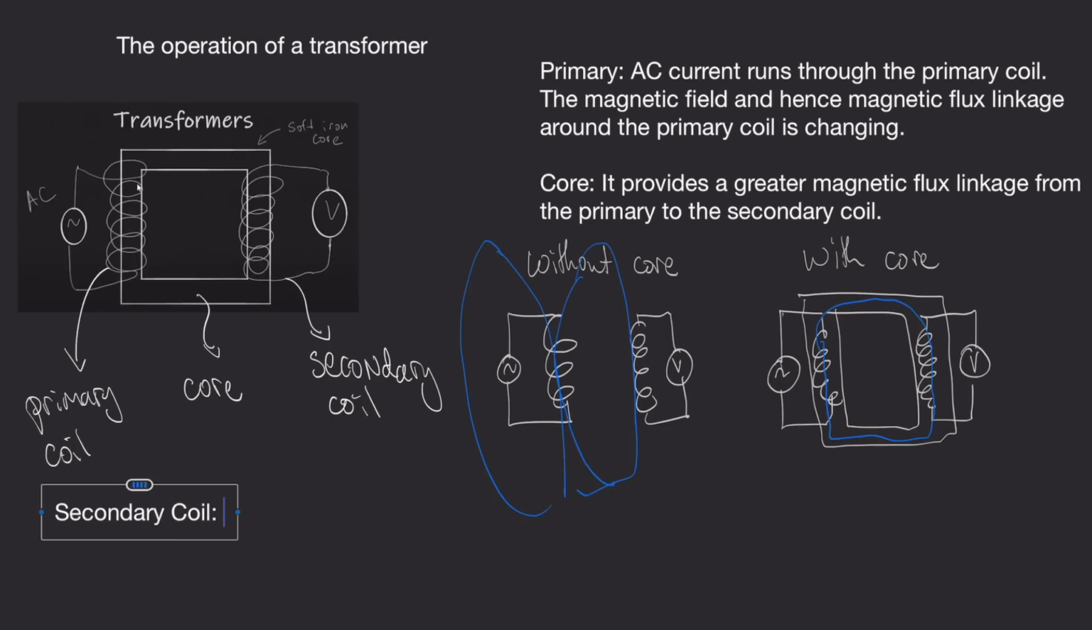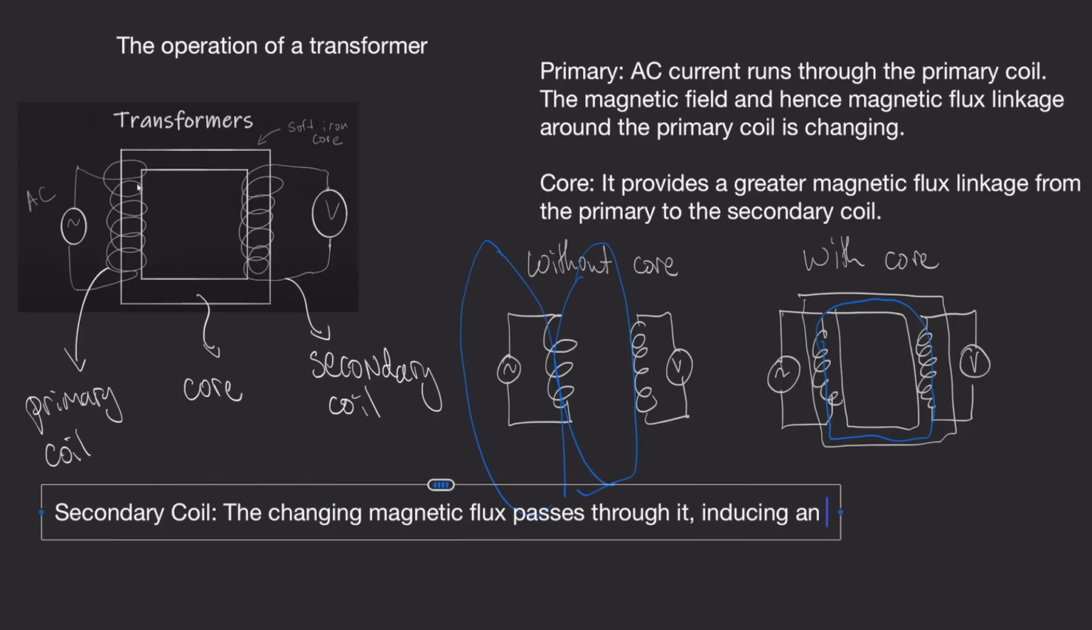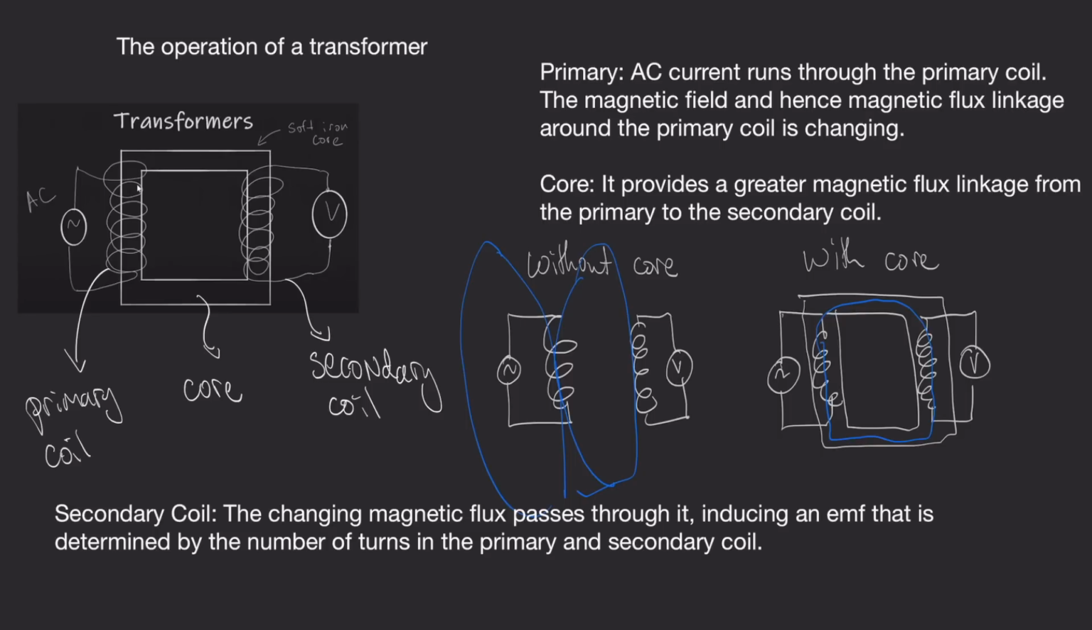Onto the secondary coil. Now that has a changing magnetic flux linkage passing through it, and this induces an EMF which is determined by the number of turns in both the primary and the secondary coils. This wording here of the explanation of how a transformer works will typically give you full marks, of course, depending on the mark scheme. You don't need to worry about this diagram here. It was only for explanation purposes.